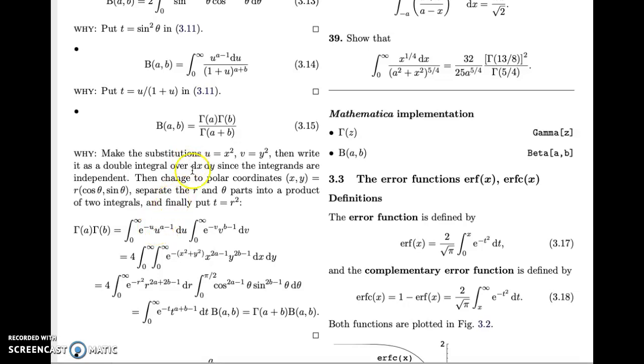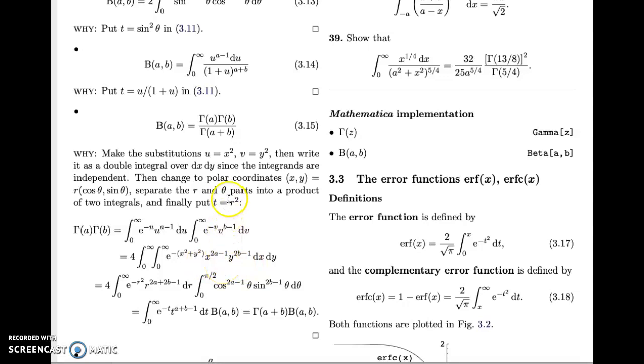So we're basically starting with gamma a, gamma b, and we're multiplying them together, and we've got one variable which is u, another variable which is v. We're making the substitution x squared and y squared. Now the reason for doing this will become obvious. We then combine this as a double integral, which we're allowed to do because u and v are separate. And then the clever trick is to change variable.